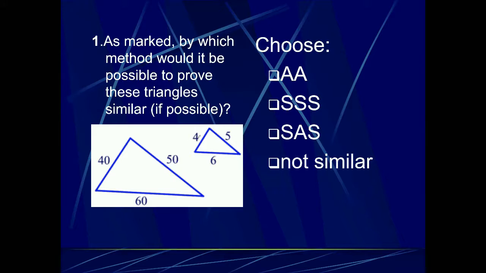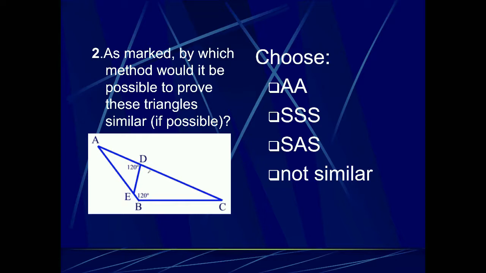So we take the shortest side of the one triangle, and we're going to put that over the shortest side of the other triangle. And then we go to the next longest side, that's 5 compared to 50. And then lastly, we look at the longest side of this triangle over the longest side of the other triangle. And we want to see what those reduce to. They all reduce to 1/10. So since they all reduce to 1/10, they are proportional. So the answer is side-side-side.